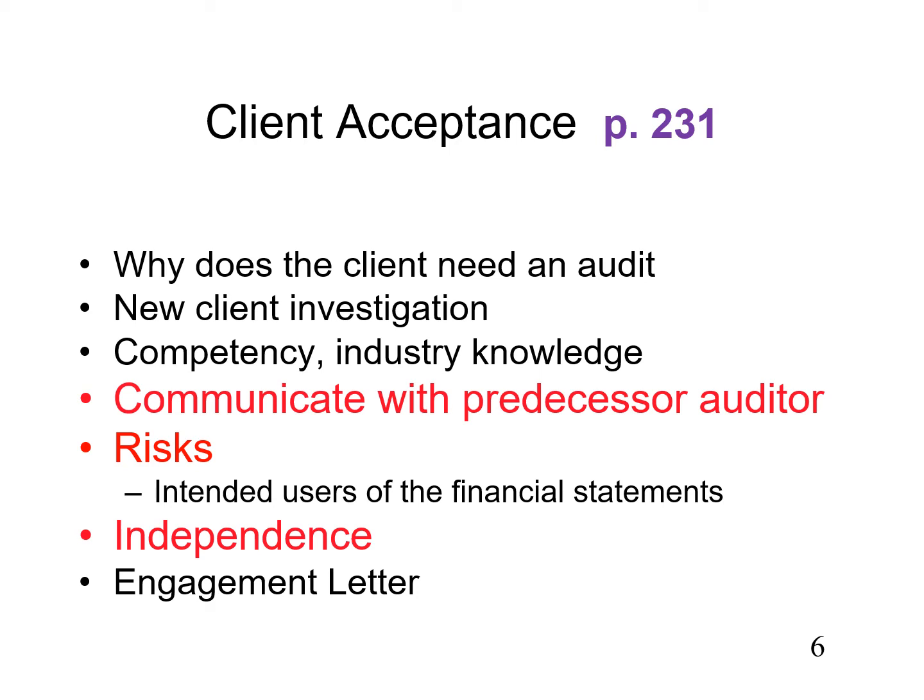Then communicate with the predecessor auditor. We'll talk about that. Risk. Who are the intended users of financial statements? What are they going to use the financial statements for? Independence and the engagement letter. So the three in red: communicate with the predecessor auditor, risk, and independence are the three biggies I'm going to focus on.